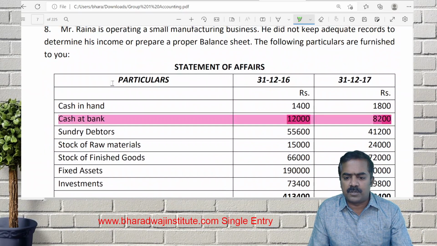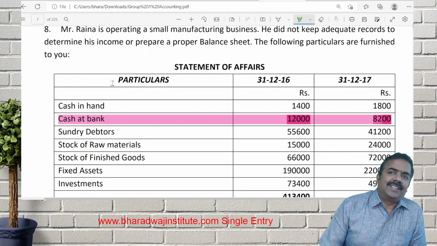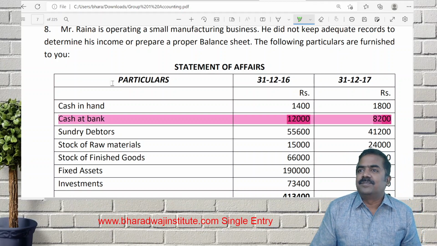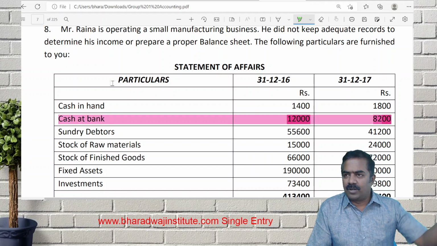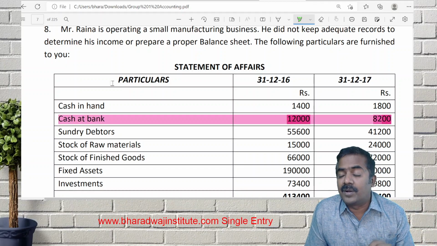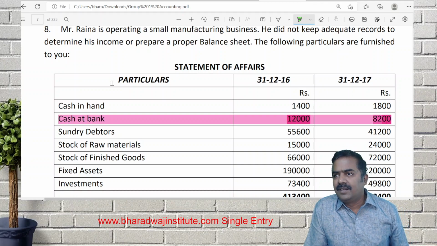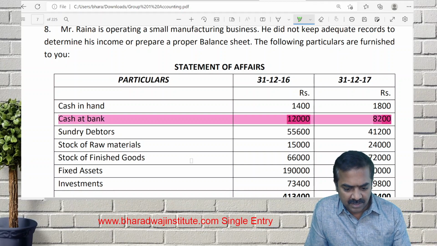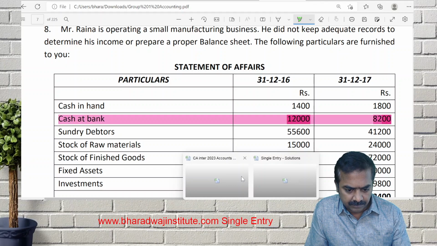Otherwise, the balances are given as per which one? Bank statement. Okay. Otherwise, this is a statement given by whom? Banker. We have to work out our statement. Balance as per which one? Cash book. How to work out? Simple. Pay attention.